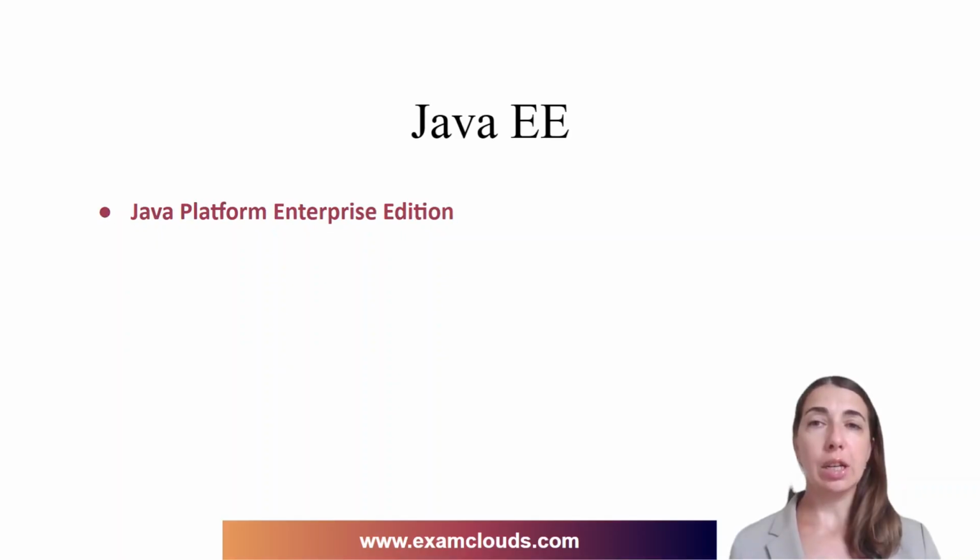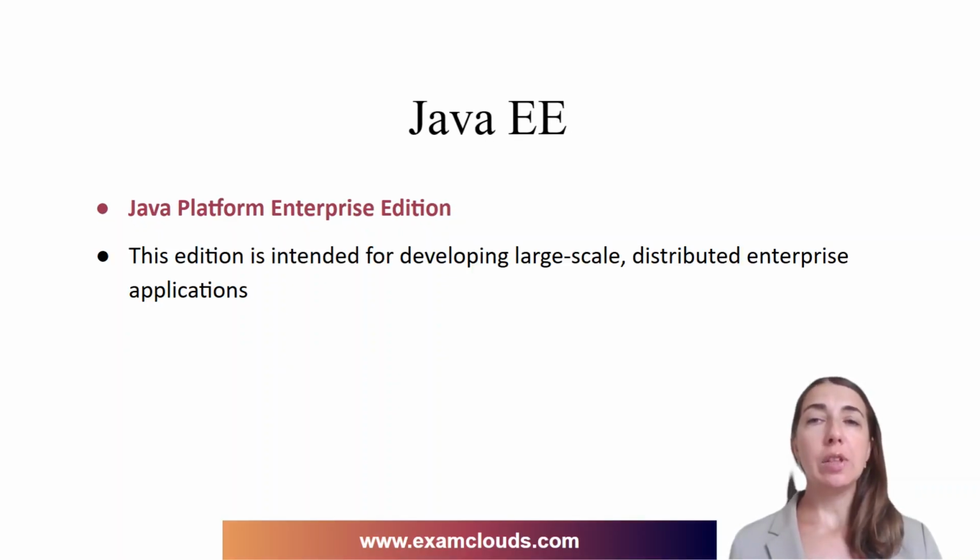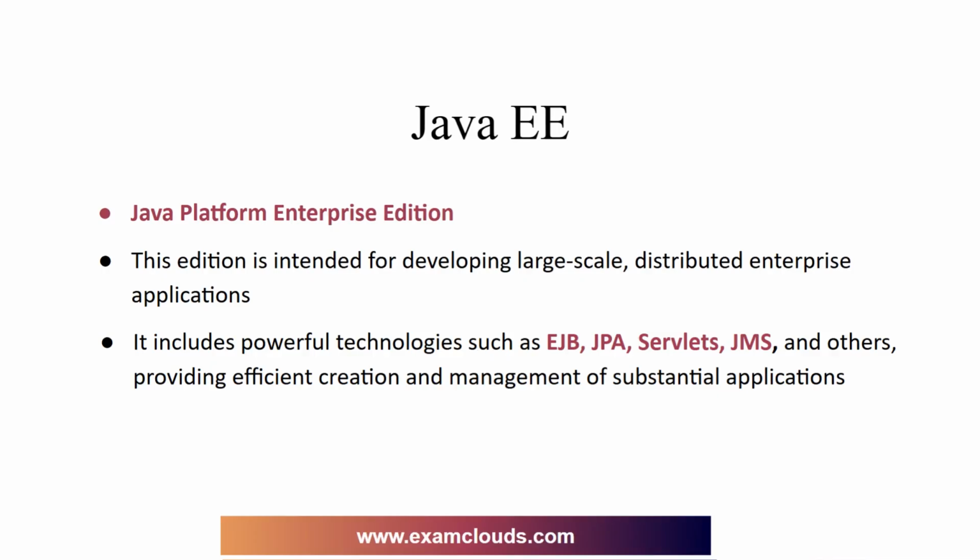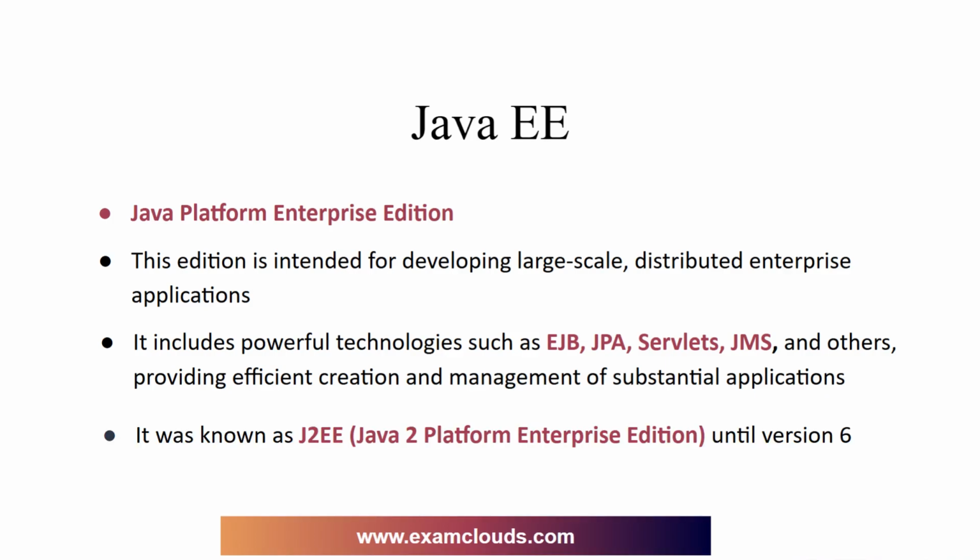The second version is Java EE, the Java Platform Enterprise Edition. This edition is intended for developing large-scale, distributed enterprise applications. It includes powerful technologies such as EJB, JPA, Servlet, JMS, and others, enabling efficient development and management of large applications. Before Java version 6, it was known as the Java 2 Platform Enterprise Edition.